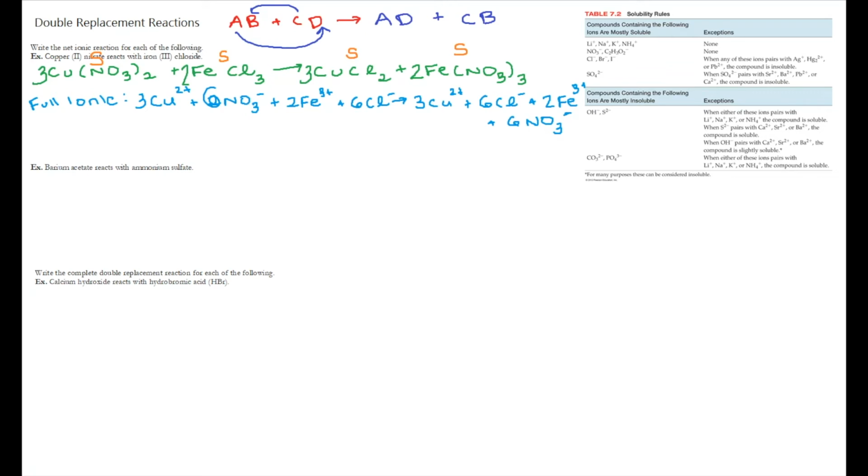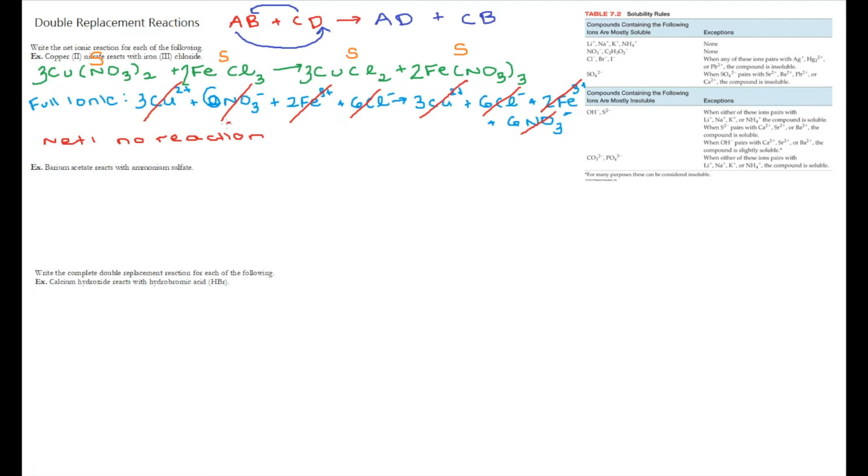something wrong. Now, to write the net ionic, anything that is identical on both sides, I'm going to eliminate. So notice my coppers are the exact same. My nitrates are the exact same. My irons are the exact same. My chloride ions are the exact same. So the question you're saying is, okay, what is my net ionic equation? What happens in my net ionic reaction? There is no reaction because nothing is formed because everything cancels out in this example.